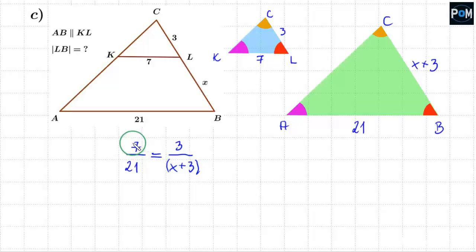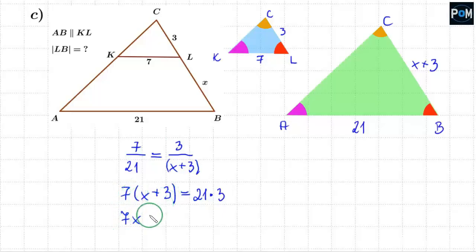I multiply 7 by the entire parentheses, so 7 times x plus 3. This equals on the other side 21 times 3. Now I will multiply the bracket. 7 times x is 7x, and there's also 7 times 3, which will be 21 with a plus sign, and on this side, 21 times 3 will be 63.